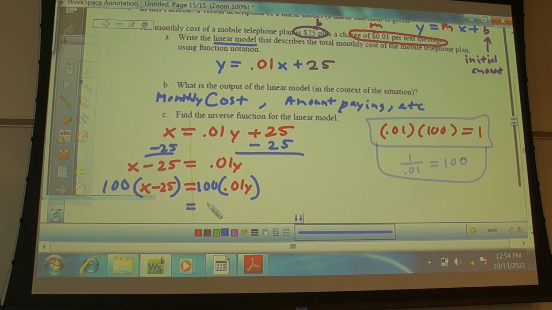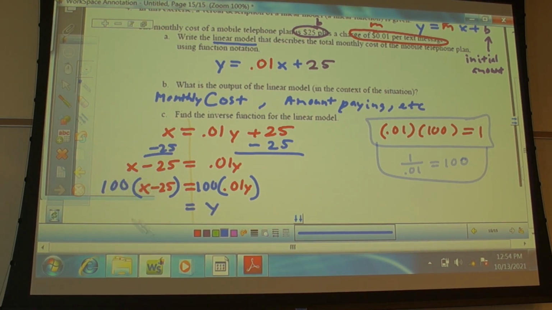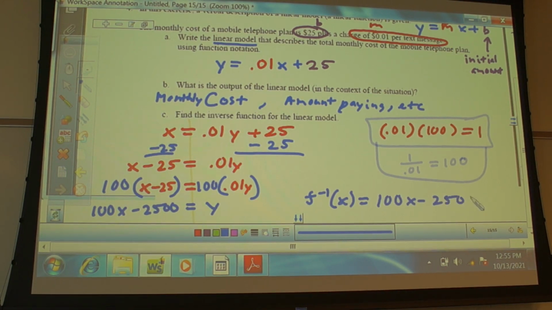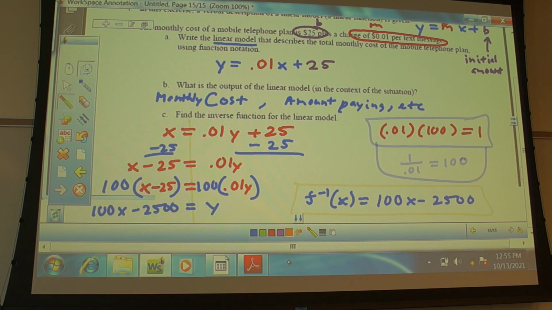So on this side I have y. On this side I have 100 times x. And 100 times negative 25, I have negative 2,500. There you go, you're done. F inverse of x is equal to 100x minus 2,500. Voila. All right.